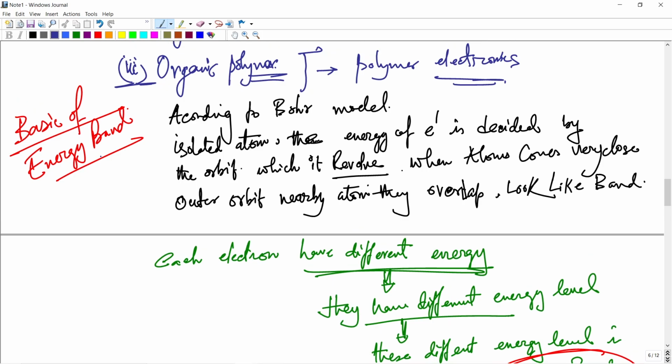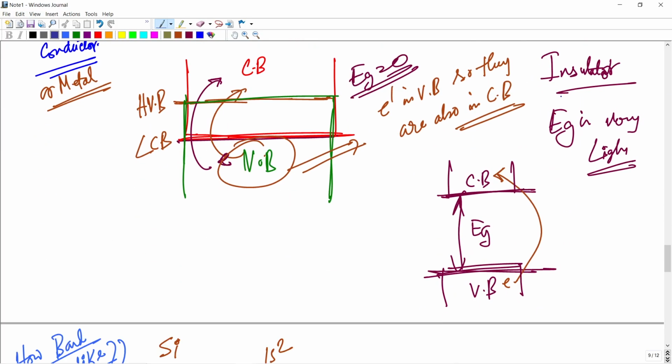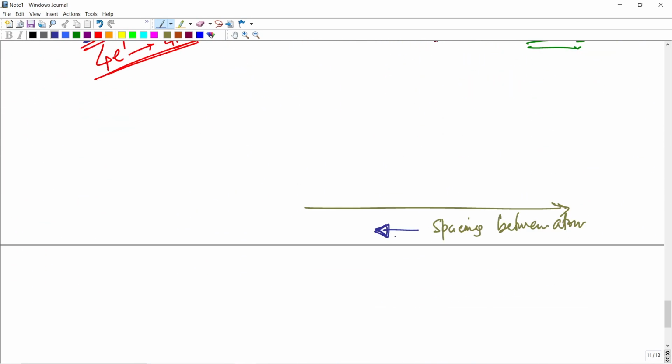When two atoms are very close, the outer orbits of the atoms nearly overlap. Keep in mind, when atoms come very close, they overlap. So the atomic spacing between two atoms in this graph is very small.